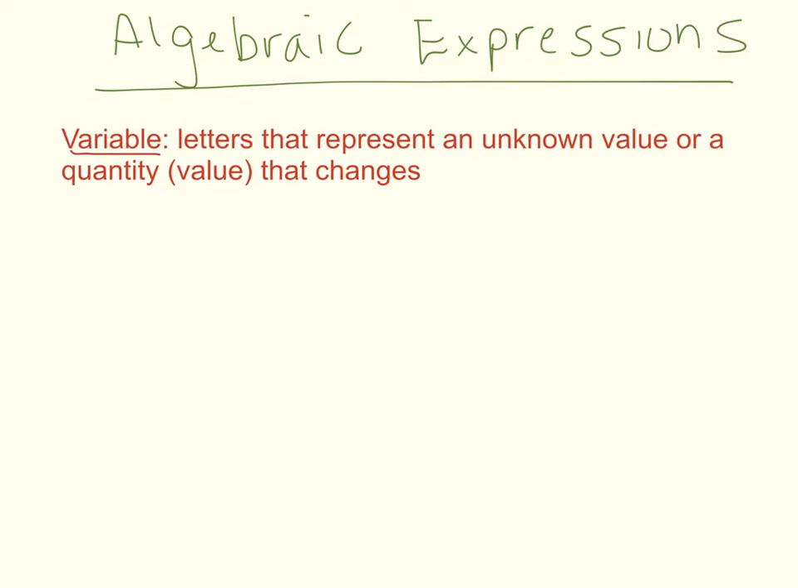Then you need to know what a variable is. Some of you already know, but they're letters that represent an unknown value or a quantity, and quantity is another word for value that can change. We're going to use them in both types of situations. So the next thing that you need to know is that when we use letters to represent things we don't know or a quantity that can change, we need to identify what the variable is standing for.